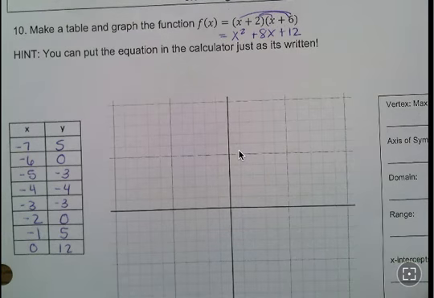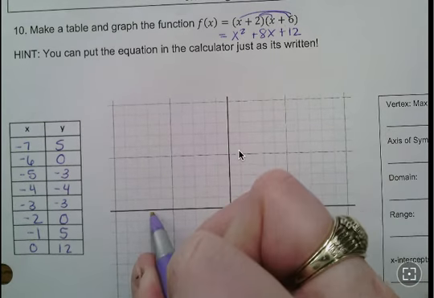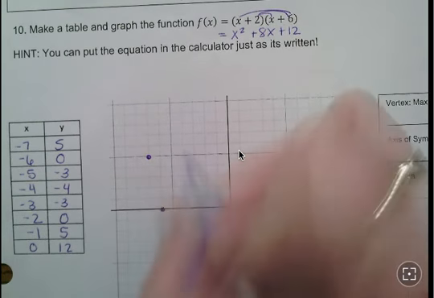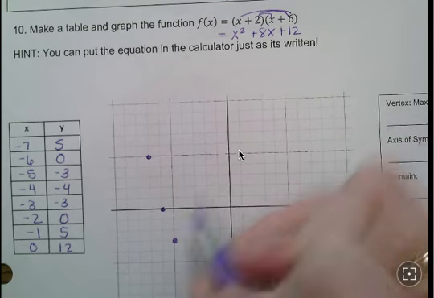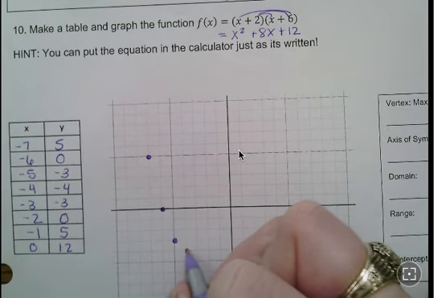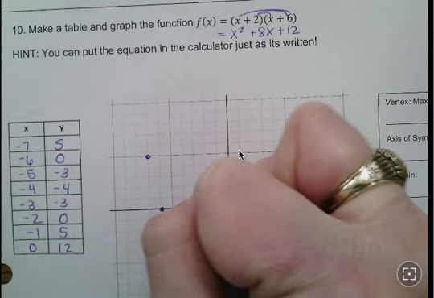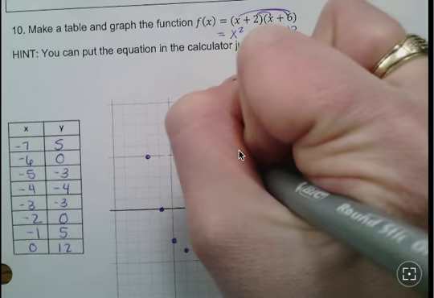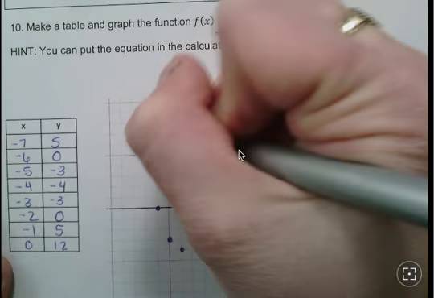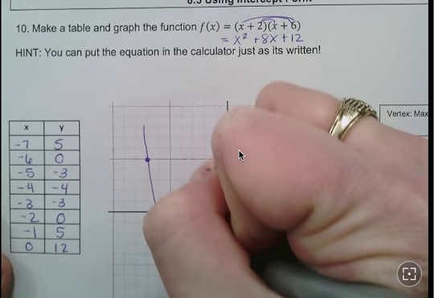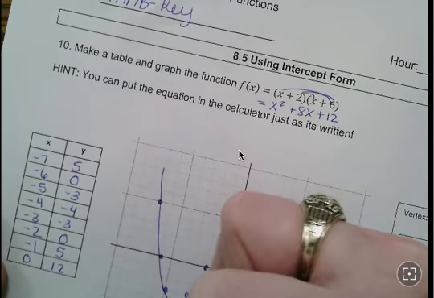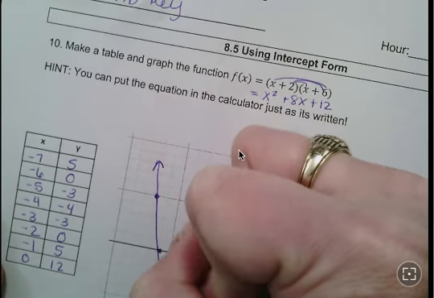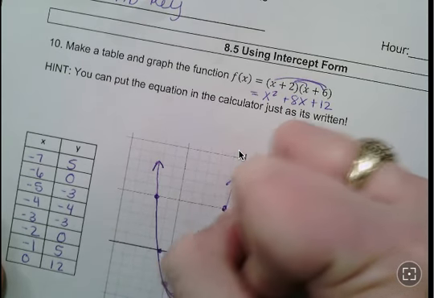And then we go to our graph, just like we always have. So we go -7 up 5, -6, 0, -5, -3, -4, -4, -3, -3, -2, 0, -1 up 5, and then 0, 12. And then we connect our dots. Oh, that's terrible. You get the point, though. There we go. It doesn't actually dip quite that low. There we go, that's a little better.